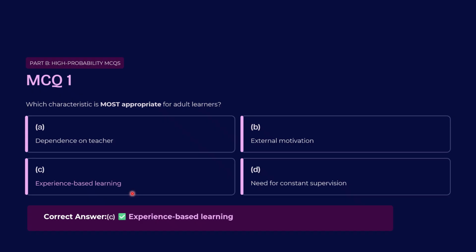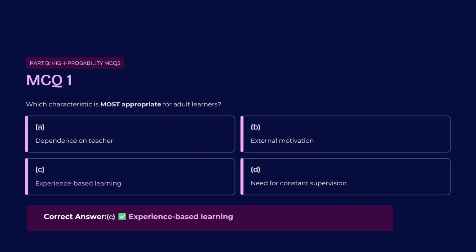Option A, that is dependent on teacher. This is incorrect because adult learners are self-directed learners. Unlike school students, adults prefer taking responsibility for their own learning instead of depending completely on the teachers. Next option is external motivation. This is also incorrect. Adults are mainly driven by internal motivation such as career growth, promotion, personal development, or acquiring new skills.